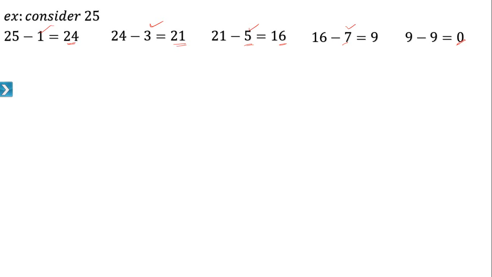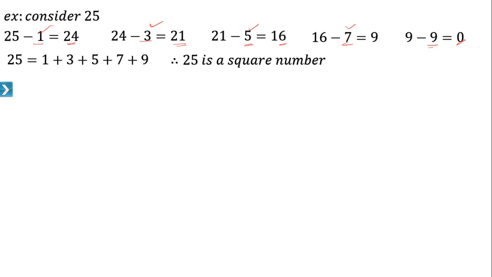So 25 can be expressed as the sum of consecutive odd numbers starting from 1. That is, 25 is equal to 1 plus 3 plus 5 plus 7 plus 9. If we go on subtracting successive odd numbers, we get 0. So 25 can be expressed as the sum of consecutive odd numbers starting from 1. 25 is a square number. Now consider the example 32.